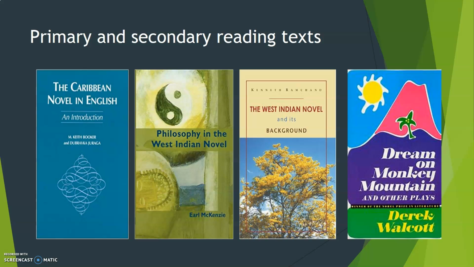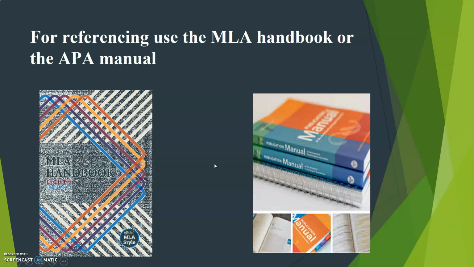All right, so here I've given you some texts that are going to help you with your understanding. This one here, Dream on Monkey Mountain, is going to be important when we come towards the end of our course. But the other three are important. And here I have the referencing manuals that you should use. This one is the MLA, and all students who are doing a degree in English and its arts or humanities need to use the MLA. This one here is a copy of the APA, and this one is used by all education students.